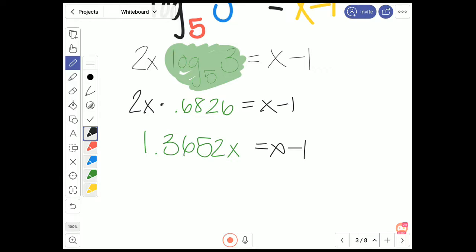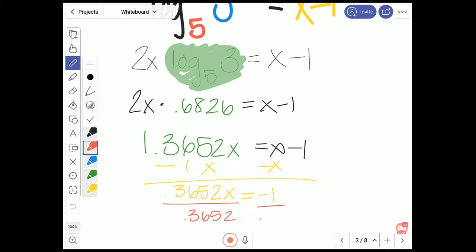And now I'm solving for x like I would solve anything else for x. So I'm going to subtract x from both sides. Remember, that's a 1x. So if I have 1.3652 and I'm subtracting 1x from that, that would be 0.3652x equals negative 1. And then to get x completely alone, I'm going to divide both sides by 0.3652.